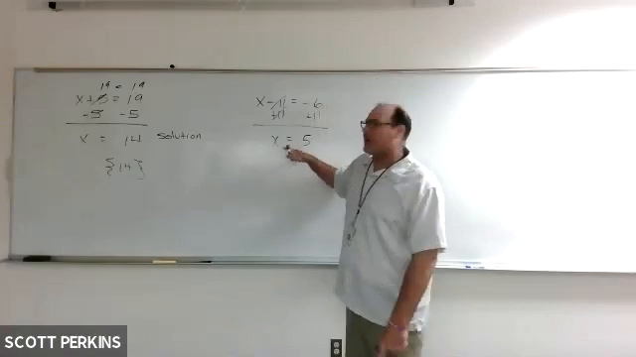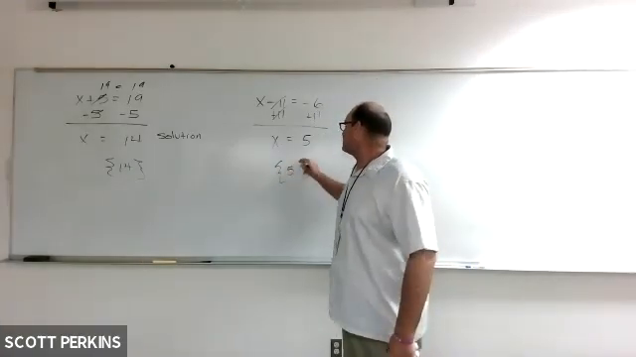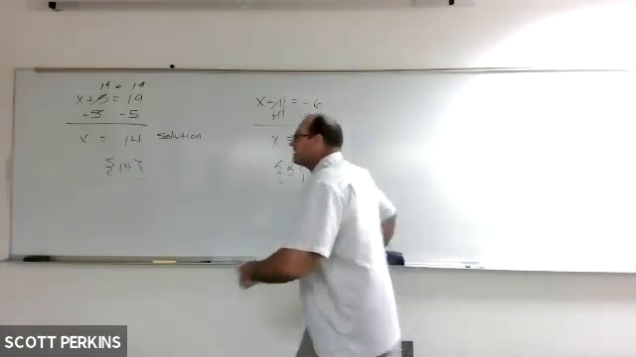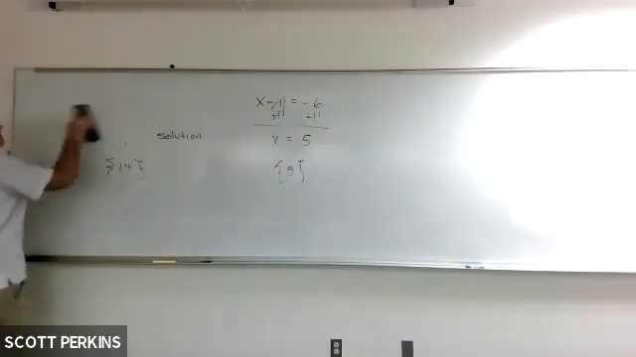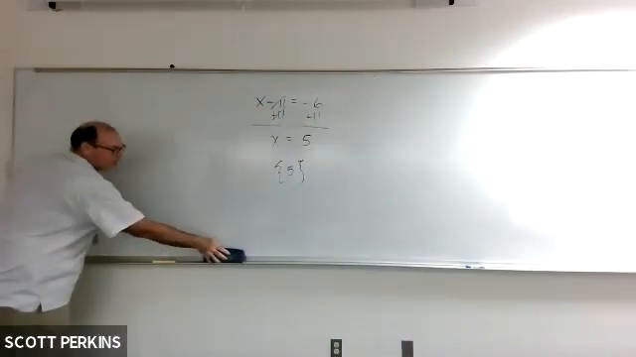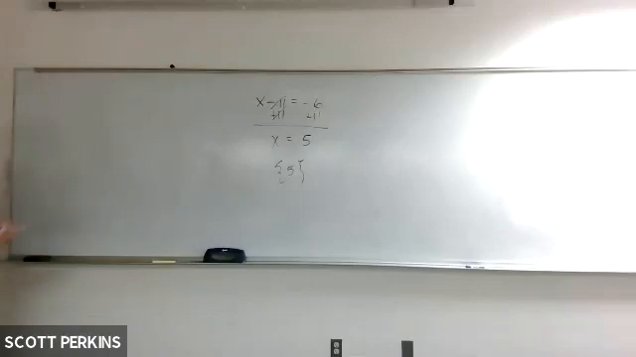I love it. Okay, so x is 5. Here's my solution set. Boom, I'm done. All right, next problem. I told you there were 2 skills. That was skill number 1. You're halfway there. Here's skill number 2.